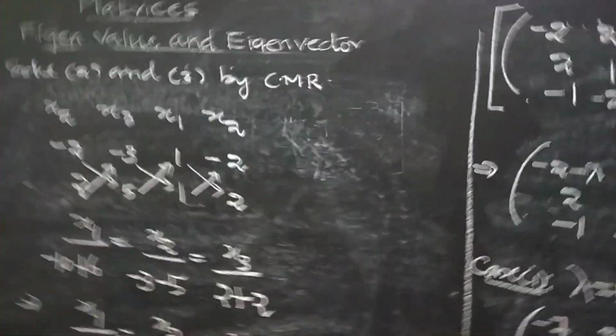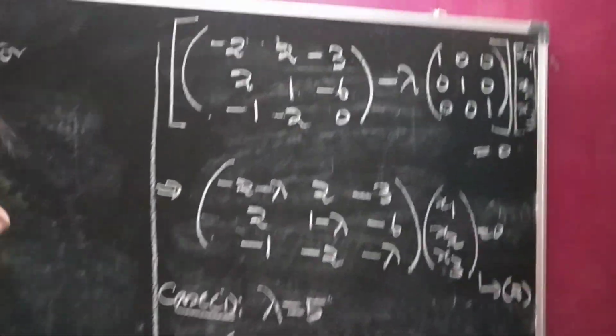Then case 2. What is case 2? Minus 3 repeated twice, right?